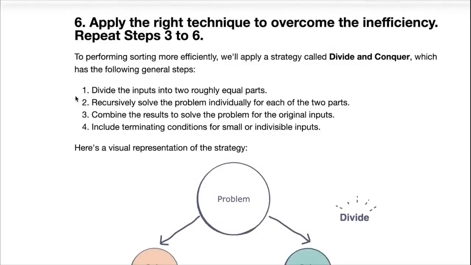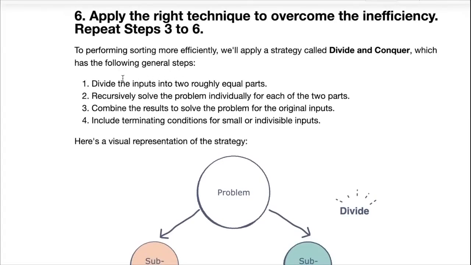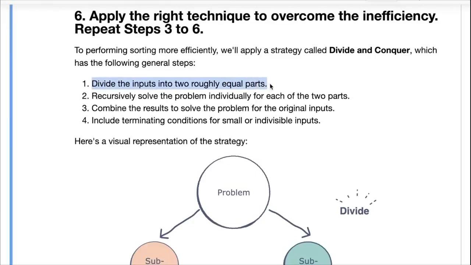Okay, coming back now. We're at step 6, where we want to apply the right technique to overcome the inefficiency in the algorithm. To perform sorting more efficiently, we will apply a strategy called divide and conquer. Divide and conquer is a very common strategy used across the board for many different kinds of algorithms, and it has general steps that are applied in different ways across different problems. Step 1 is to divide the inputs into two roughly equal parts. They don't have to be exactly equal, but roughly equal. The idea here is that those two parts can themselves be used as inputs, as sub-problems.